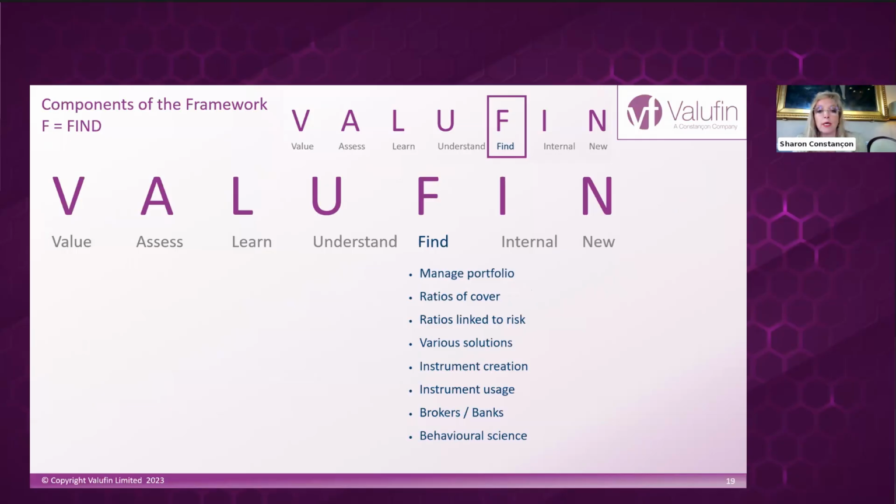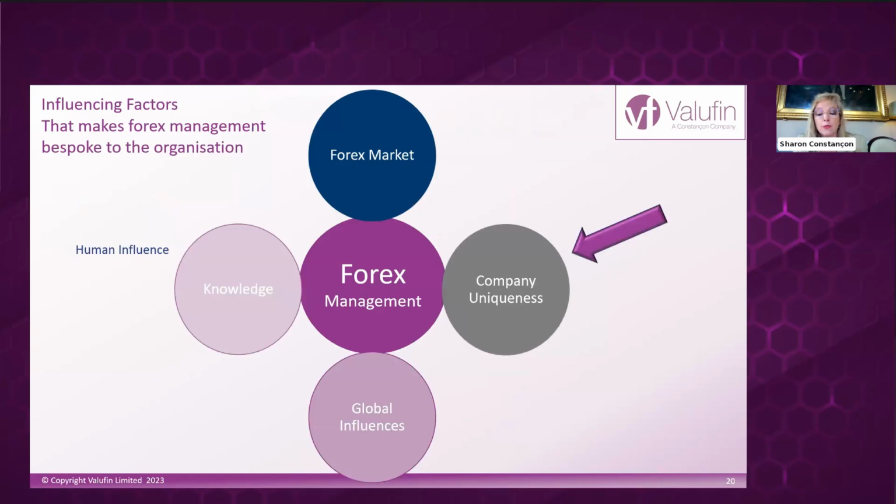So at this point, we come back to our framework. We've done value, we've assessed, we've learned, we've understood, and now we've found all the things we need to do about the instruments and how we're now integrating, for the first time we've been talking, the external environment into our business and making the decisions for the uniqueness of our company. So as we said right from the beginning, every company is different. Their risk profiling is different. Their accounting is different. The way they price to the customer is different.